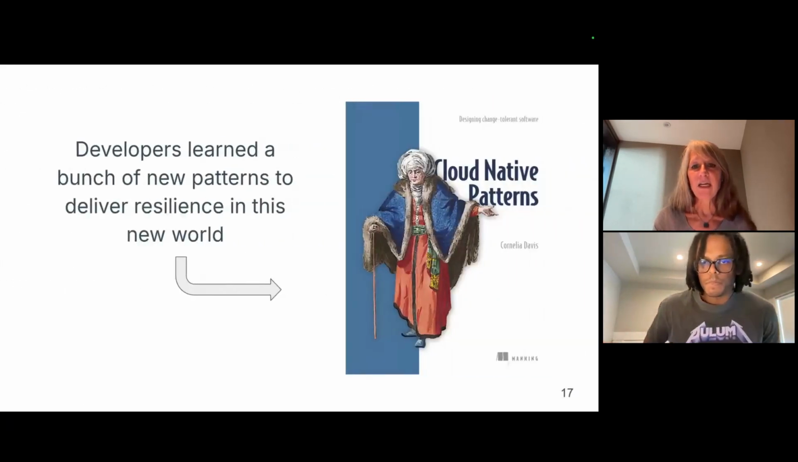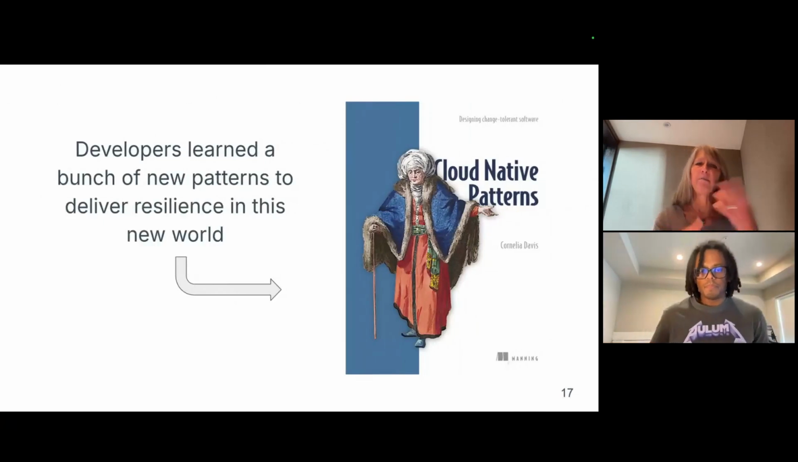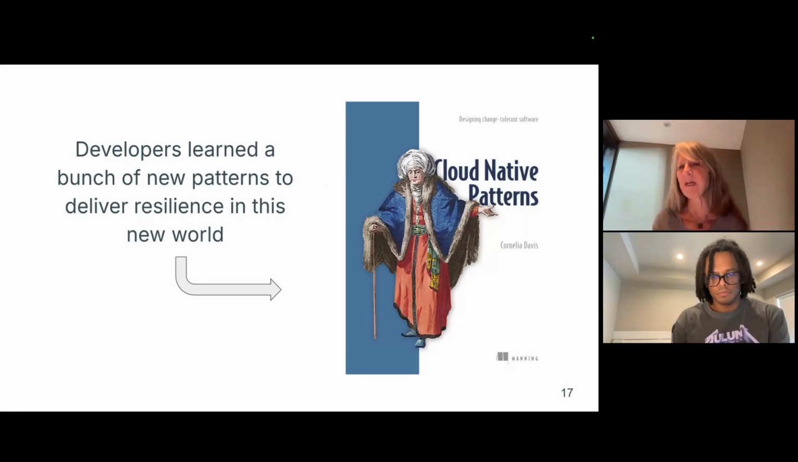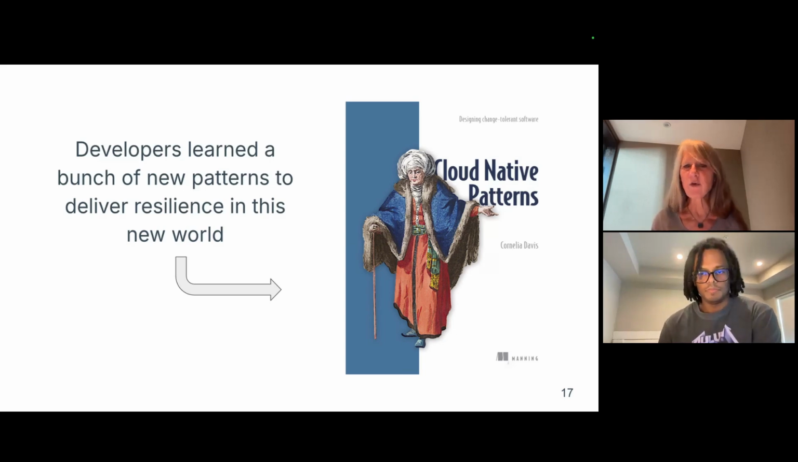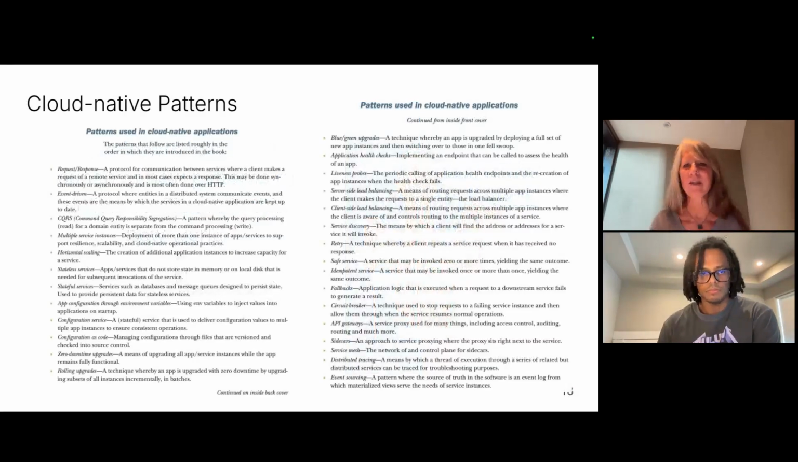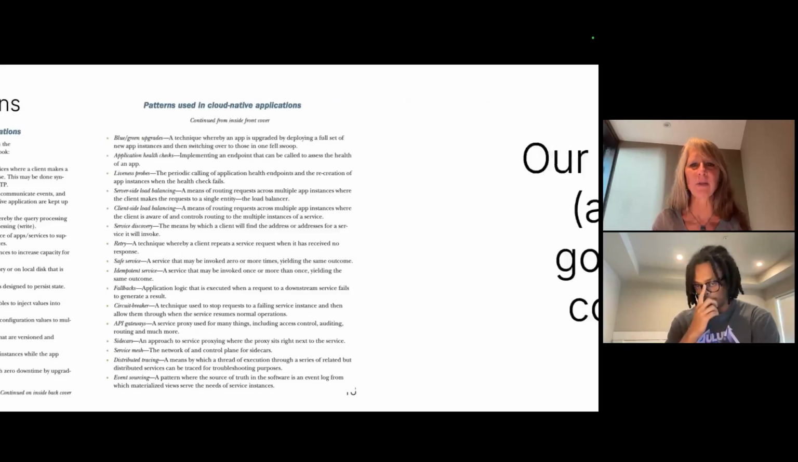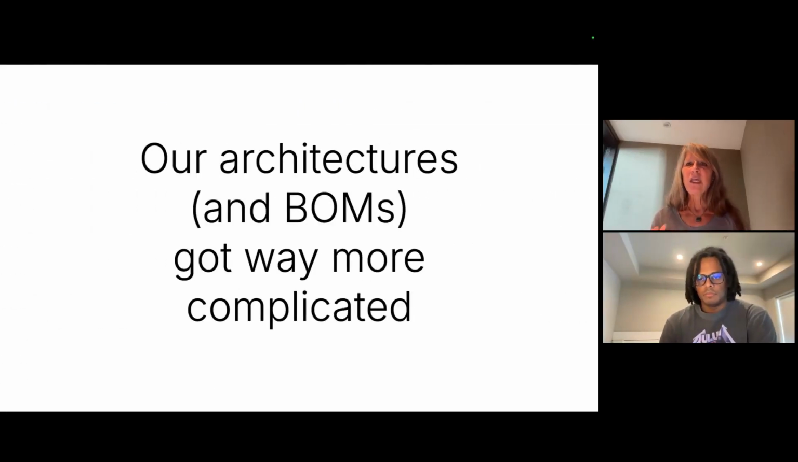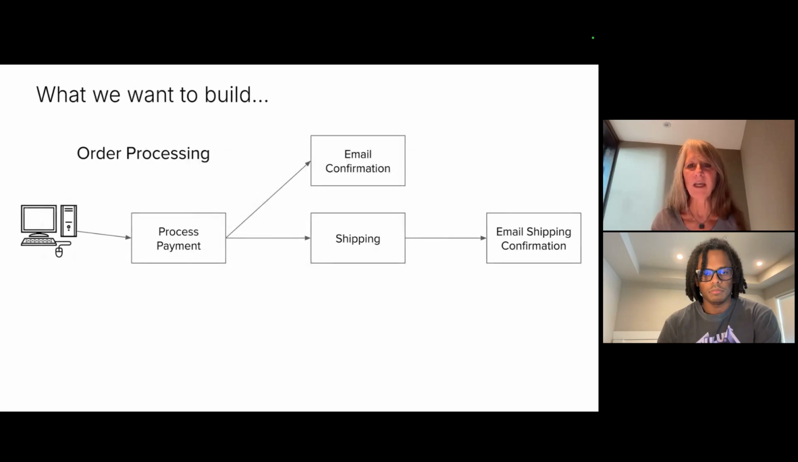And here's the trick: developers had to build a whole bunch of stuff, a whole bunch of patterns. As I mentioned, I kind of lived through this microservices era, and we learned all these patterns together. They had to implement things like retries and circuit breakers and those types of things. And here's a whole list of those different patterns that needed to be implemented. And so, yeah, we got more resilience, but our architectures and our bill of materials got way more complicated.